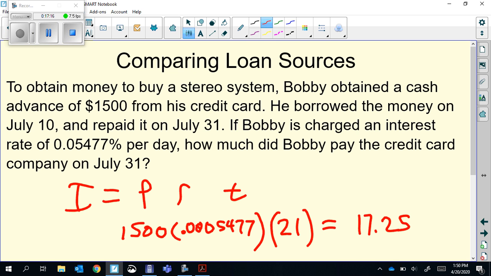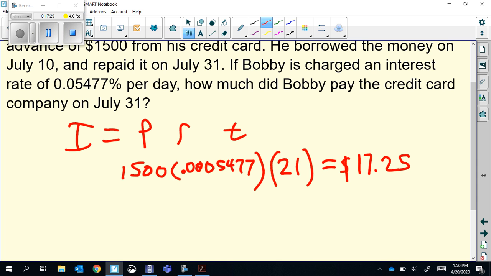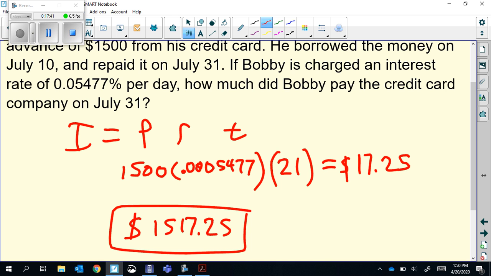That's our finance charge. That's the amount charged in interest. So how much would you have to pay the credit card company? Well, you've got to pay that plus the amount you borrowed. So the $1,500 plus the $1,725 would be $1,1725.